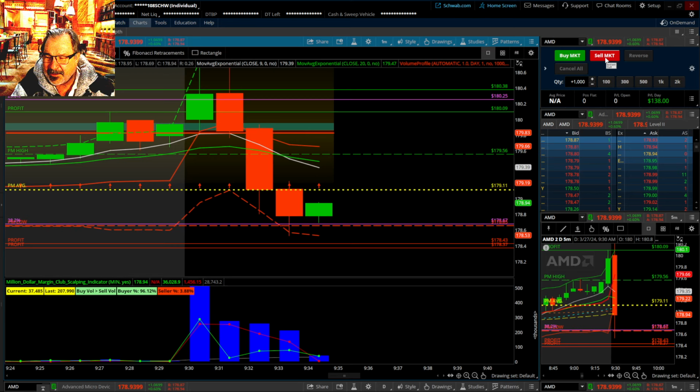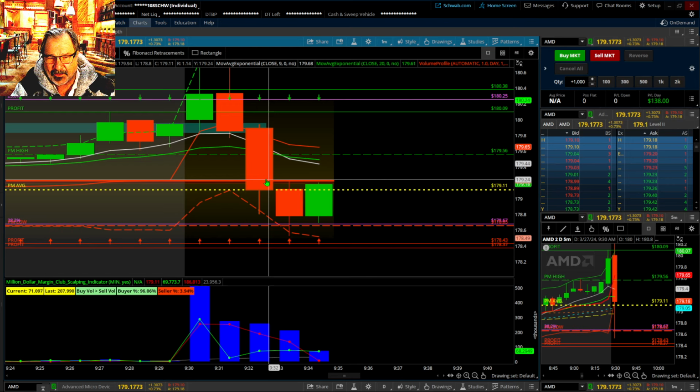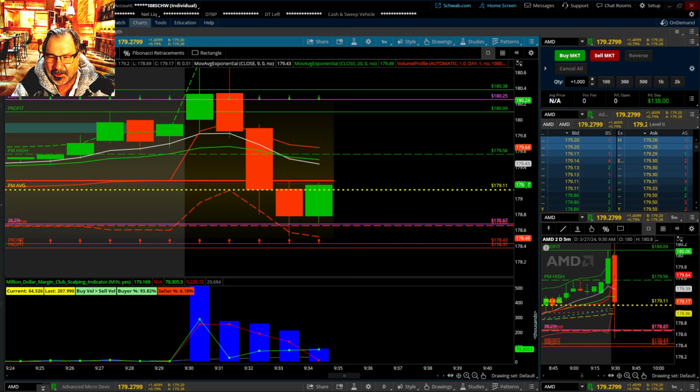Wow, look at that. This is really hard to trade. If you tried to get this, you could have lost money here. And this is one of the reasons the strategy is specifically designed to only trade a certain way. So it's safer to make this money.